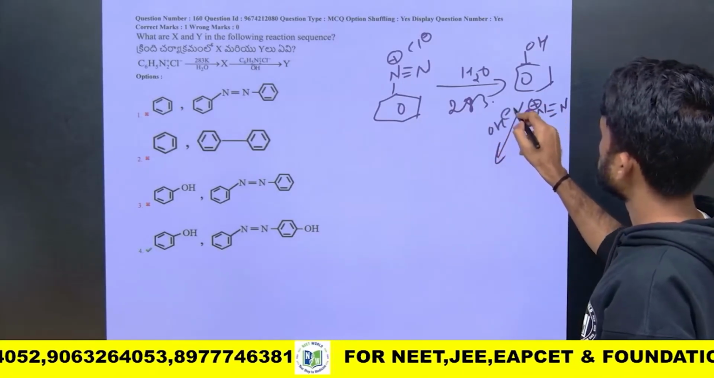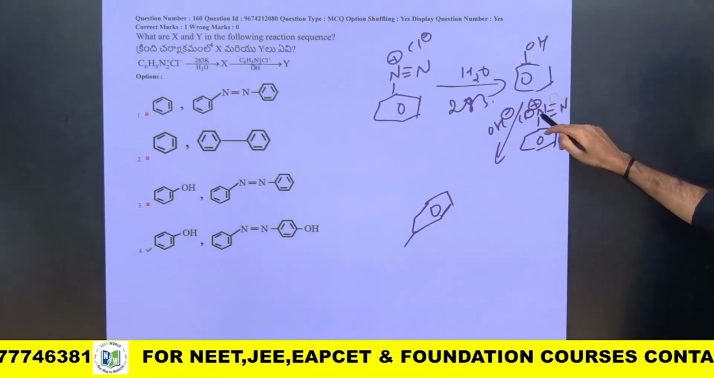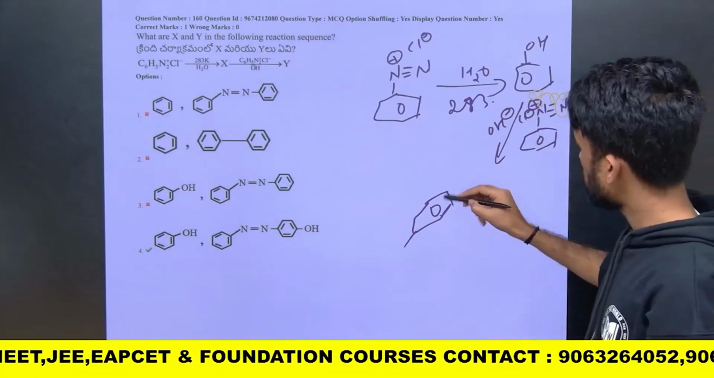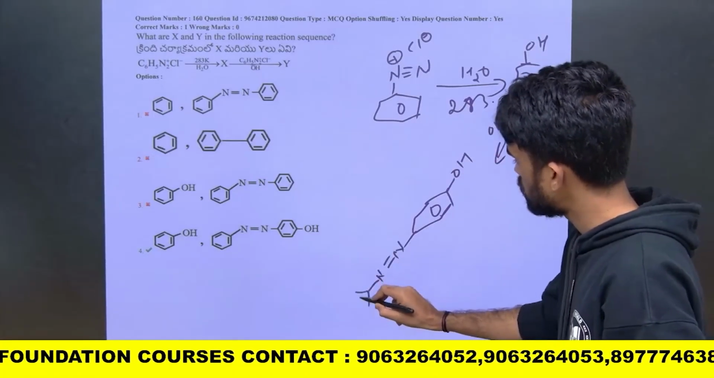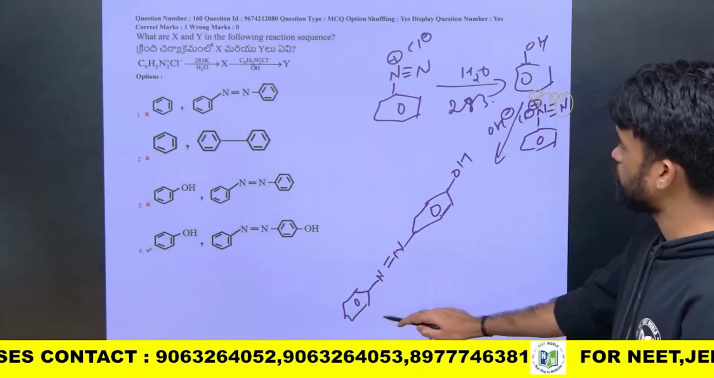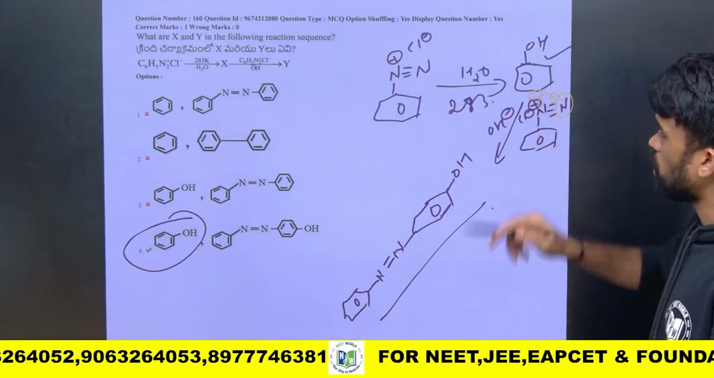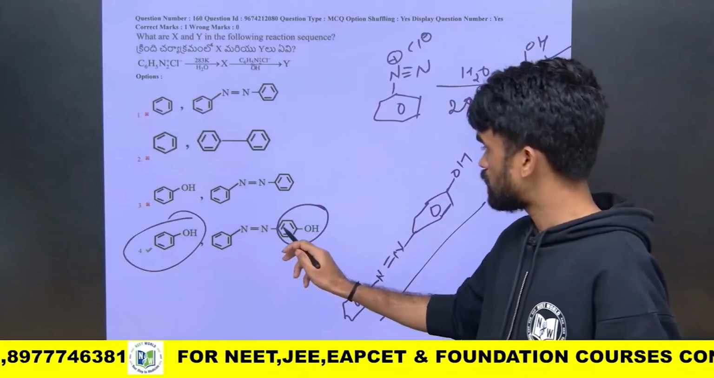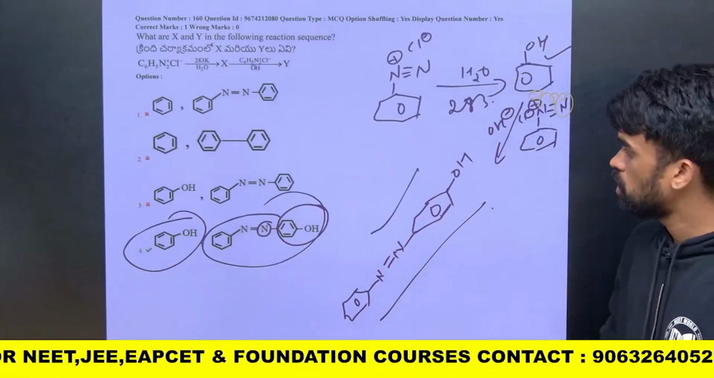In the basic medium, this gives an azo coupling product like this. This nitrogen is there, and at the para position of this phenol it will be attached. If this is a phenol, here we have nitrogen double bond nitrogen on this side, that's it, this is our product. So where do we have this kind of option? OH, fine, phenol is formed. At the para position, the phenol activates the ring, so it acts as a nucleophile, and this nitrogen attacks and forms a compound like this. That is what we have written here. So the fourth option is correct.